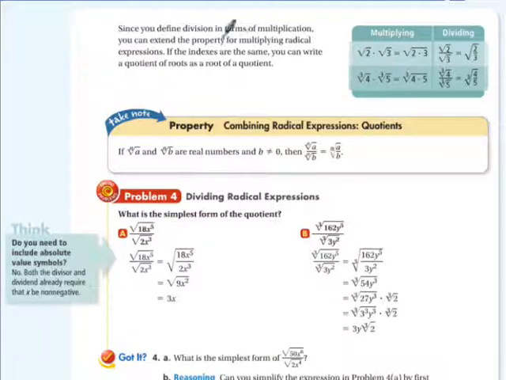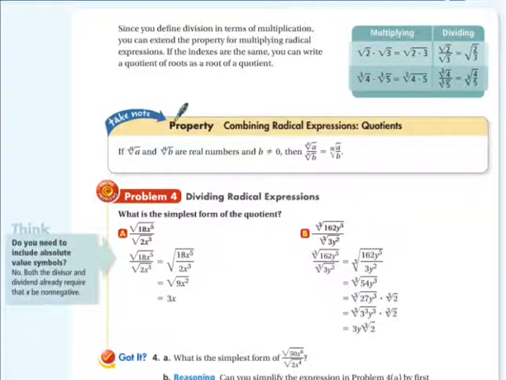Since we defined division in terms of multiplication, we can extend the property for multiplying radical expressions. Because multiplying is the opposite of dividing, really, because we can do this, we can also do this.